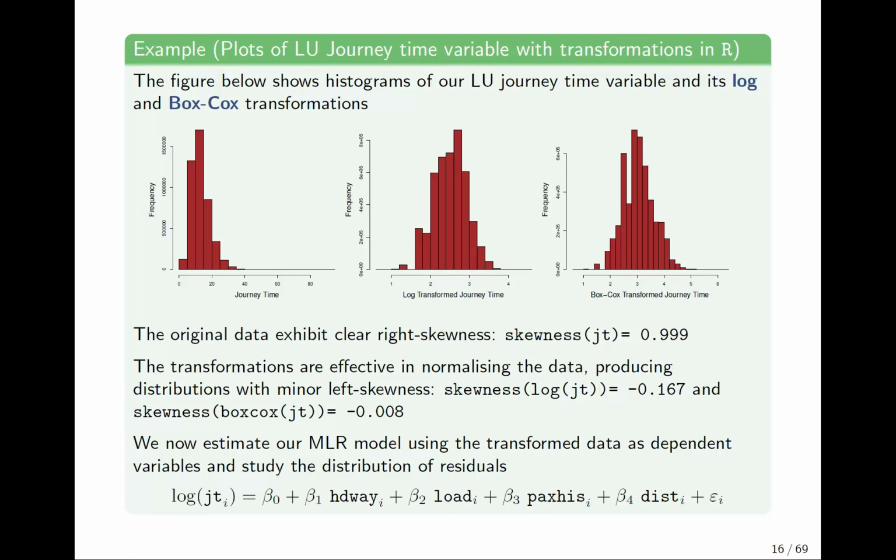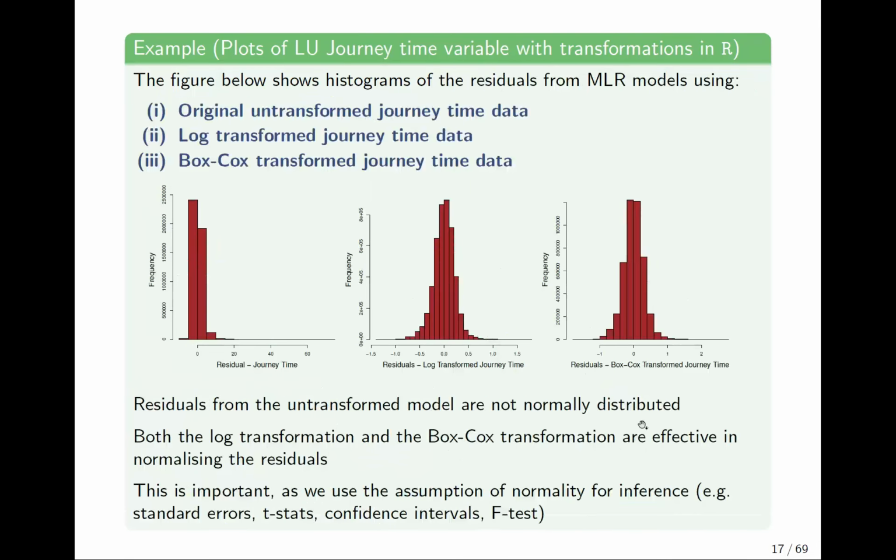And actually, both of these transformations are effective in approximately normalizing the data. We can see that visually because we have more symmetric bell-shaped distributions, and the skewness statistics confirm this. So we have minor left skew of minus 0.167 under the log transformation and minus 0.008 for the Box-Cox transformation. So using this principle, what we're now going to do is estimate our multiple linear regression model using the transformed data as the dependent variable rather than untransformed, and we're going to look at the distribution of the residuals.